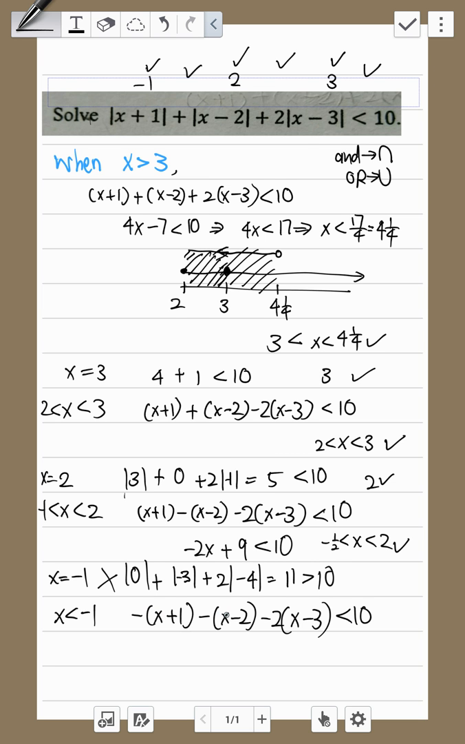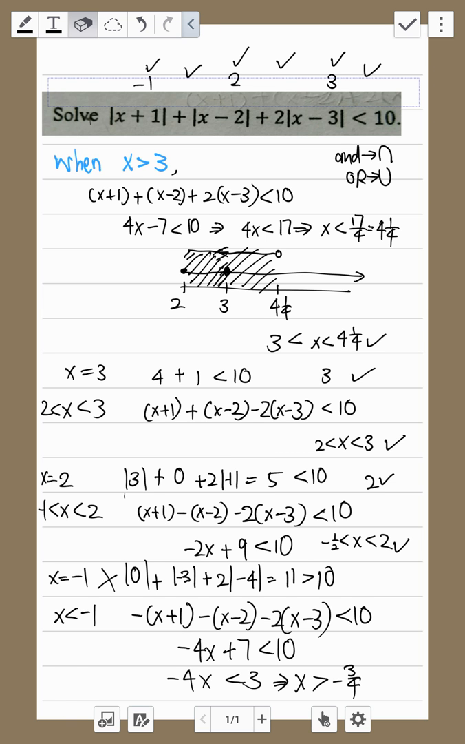Minus x, minus 2x, minus 2x will give me minus 4x. Minus 1 plus 2 will give me 1, plus 6 will give me 7. 7 is smaller than 10. So this gives me smaller than 3. So minus 4x smaller than 3, and this implies that x is greater than negative 3/4.